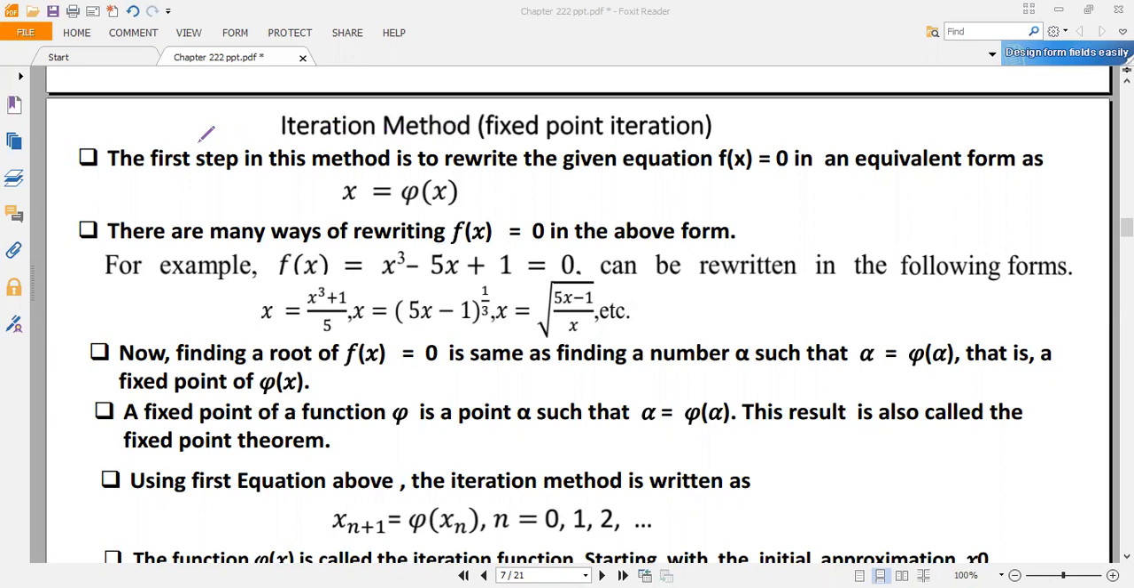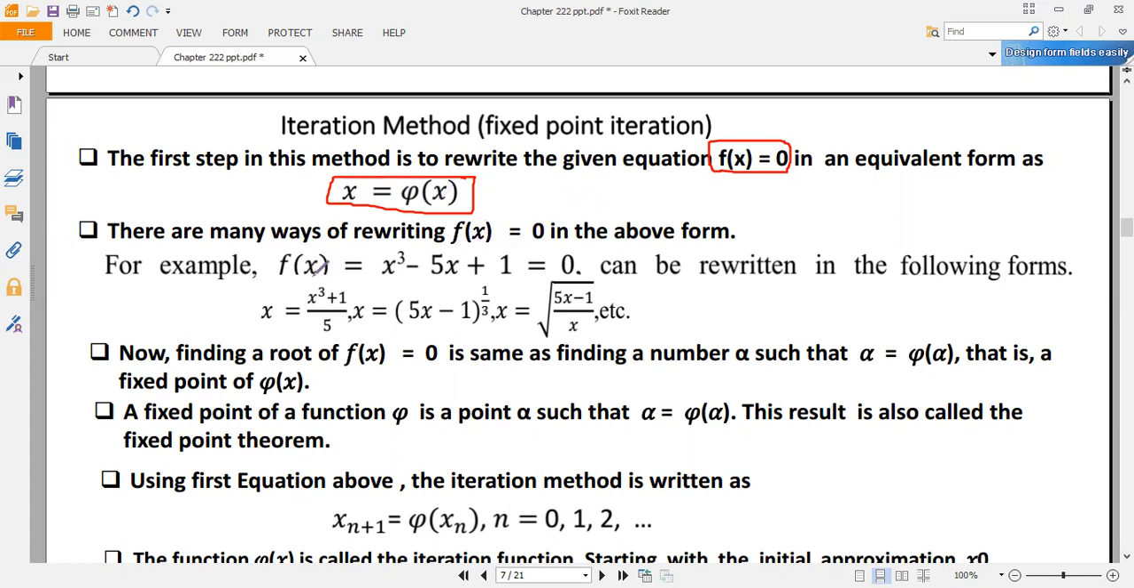So the first step in fixed point iteration is rewriting the given equation f(x) = 0 in the form x = φ(x), where φ(x) is continuous in the neighborhood of the desired root. And we know that there are many ways of writing f(x) = 0 in this form.